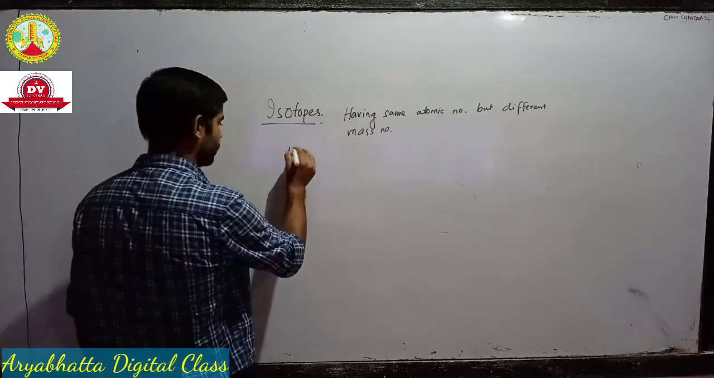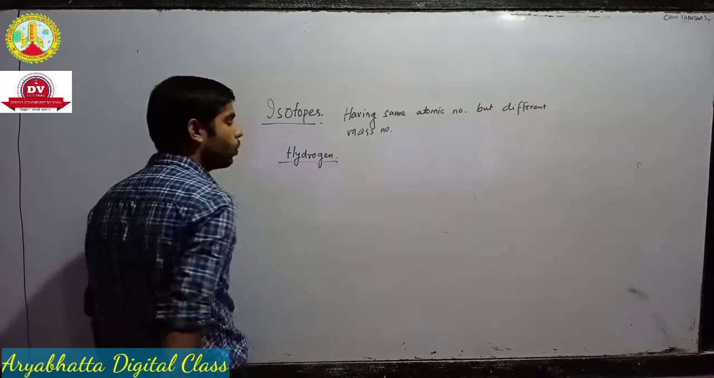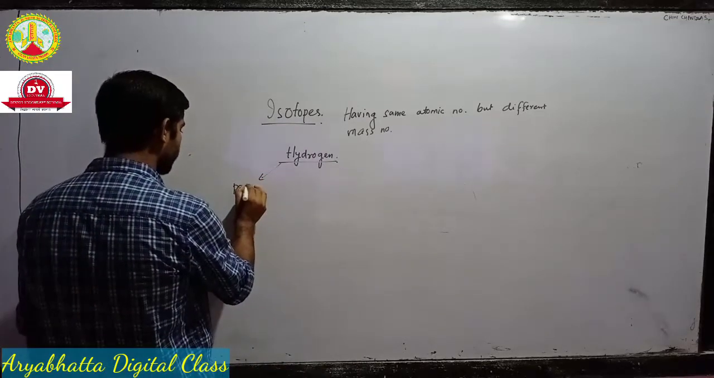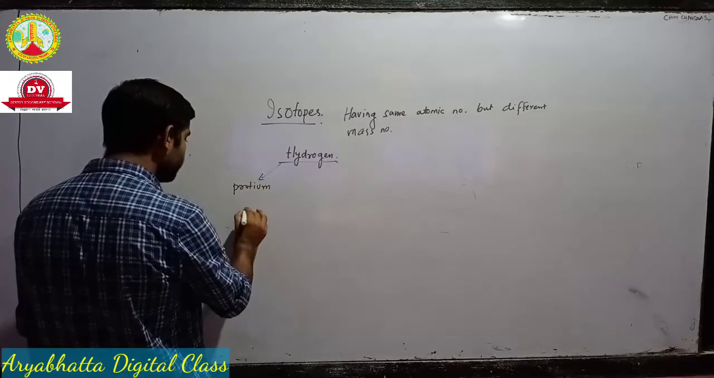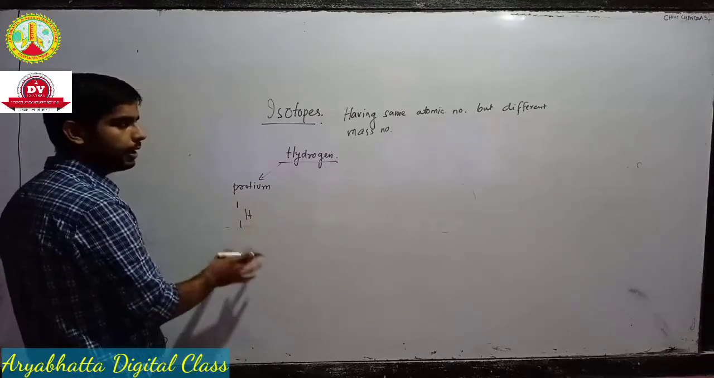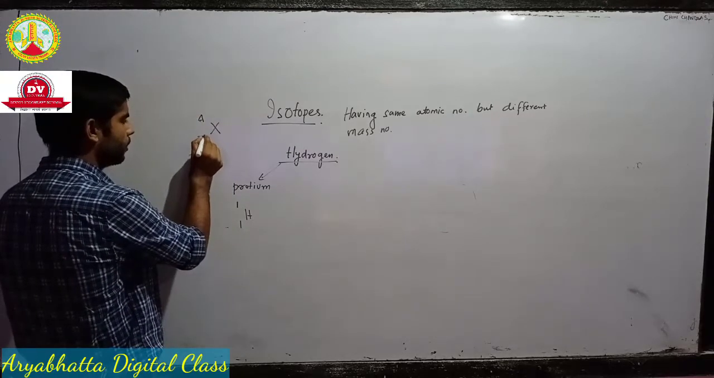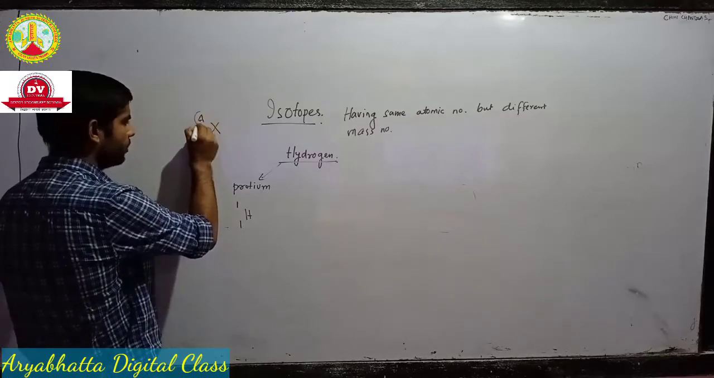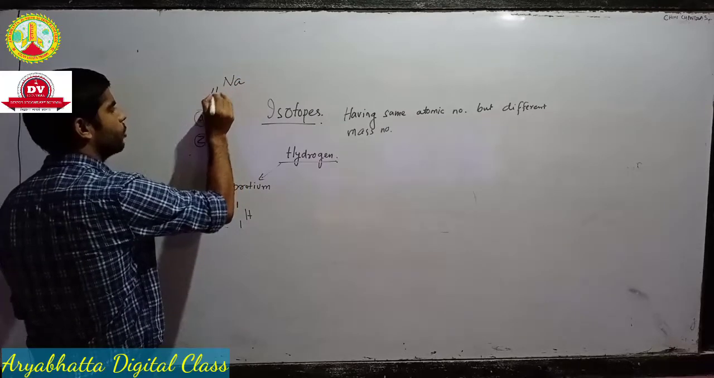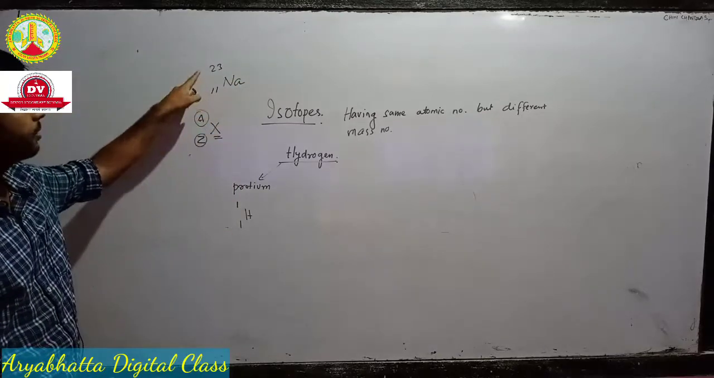Suppose we take the example of hydrogen. Hydrogen has three isotopes. One is called protium, and protium is 1H1. This is a representation of an atom, and any atom is represented like this: this is the atomic number, this is the mass number, and this is the symbol of the atom. Like if we take sodium, sodium has atomic number 11 and mass number 23, so sodium will be represented like that.